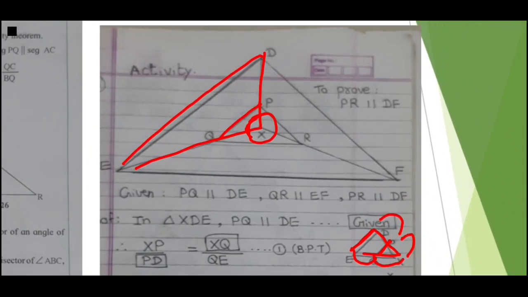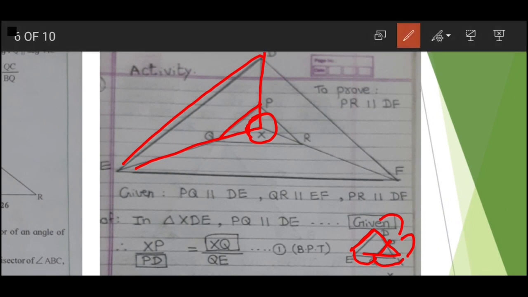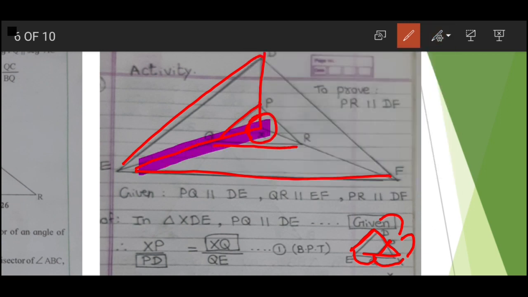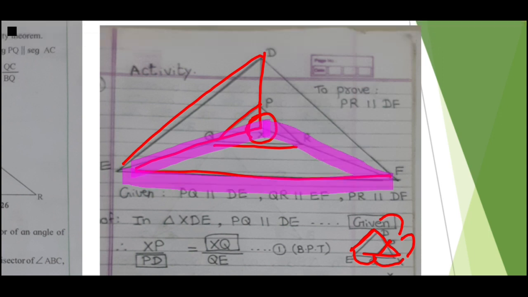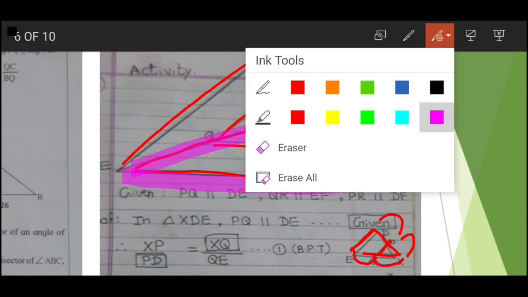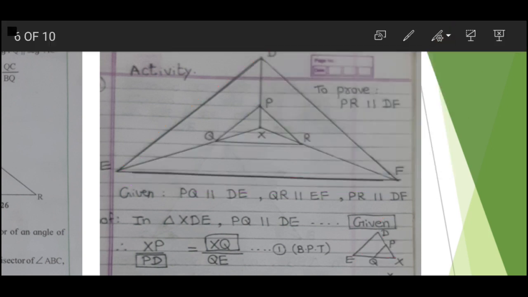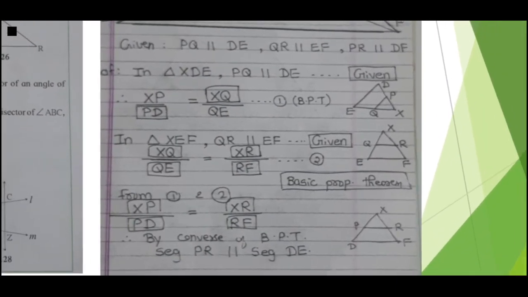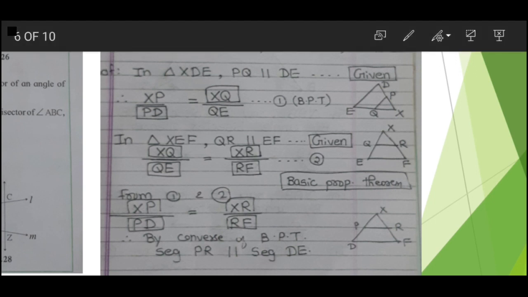That is next information what they have given. They have given QR is parallel to EF. See, QR is parallel to EF. So now we are going to take another triangle, see, now we are going to take this triangle. Okay, so just a minute. So again we are going to apply basic proportionality theorem. See here I have drawn separately. So the triangle which I have drawn here is XEF.